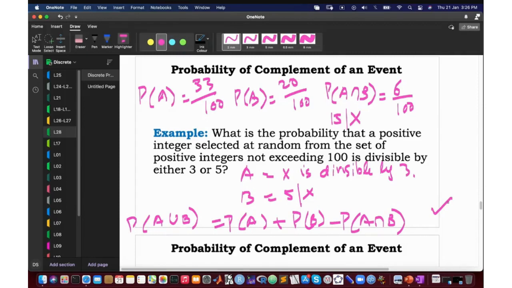Yes, it's 47. I hope everyone is on board, but you need to apply the inclusion-exclusion principle here.